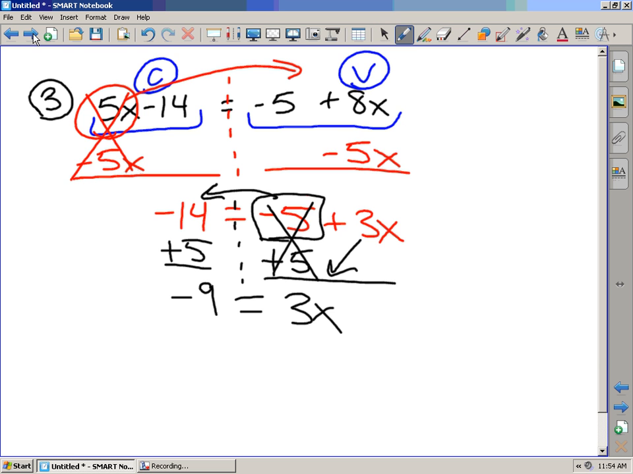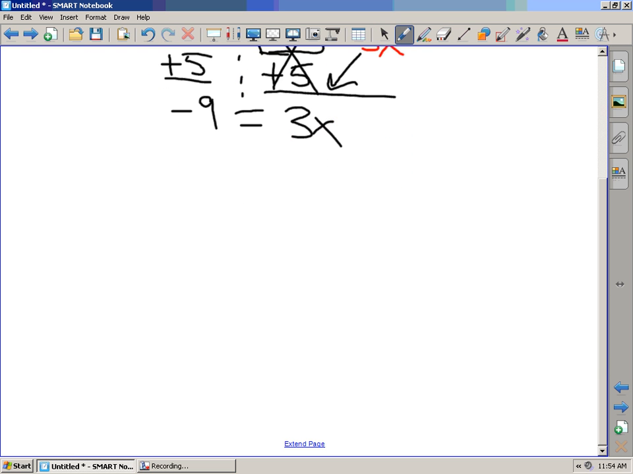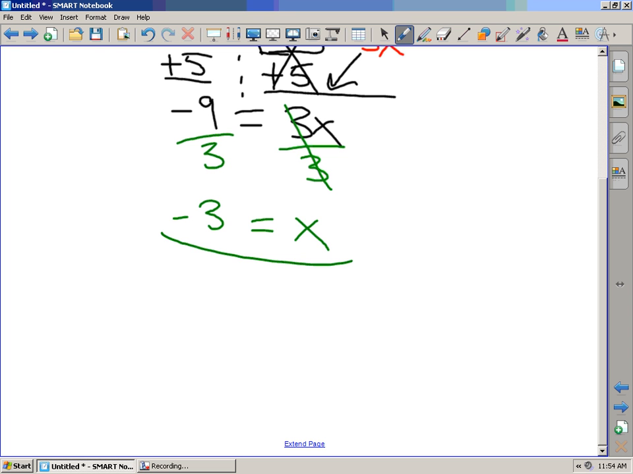The 3 is keeping the x from being alone. 3 is being multiplied by x. So the inverse of multiplication is division. We divide each side by the number that is keeping x from being alone. Negative 9 divided by 3, we get a negative 3. X equals negative 3. Next problem.